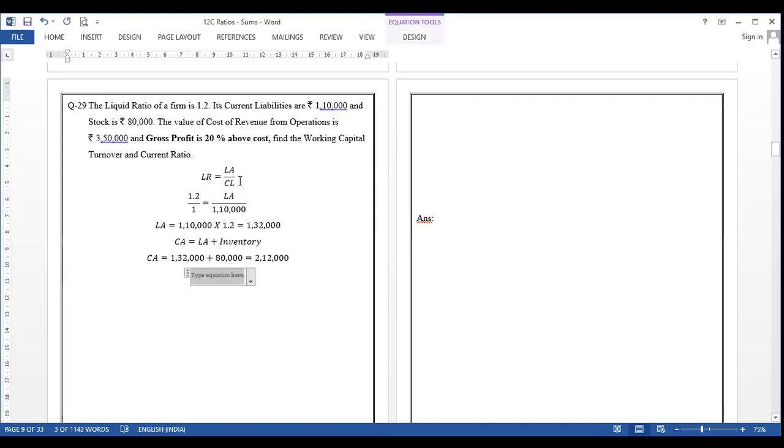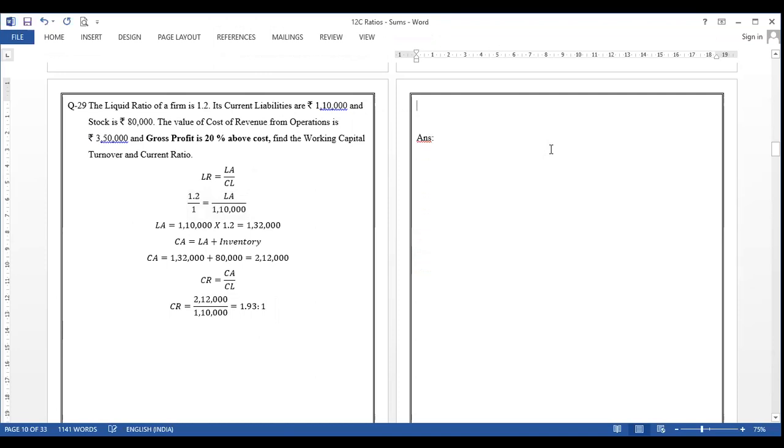Let us complete that. So current ratio is equal to current assets upon current liabilities. Let us place the values. Current ratio is equal to current asset 2,12,000 to be divided by current liabilities 1,10,000. 212 divided by 110 is 1.93. So 1.93 ratio 1. Current ratio has come. Now what? We need to calculate the working capital turnover ratio as well. How are we going to do that?